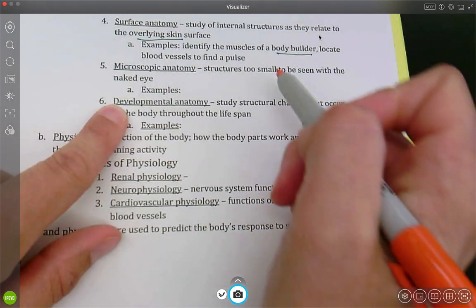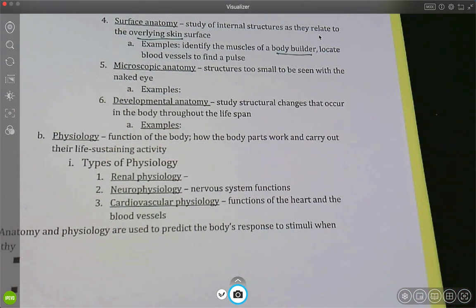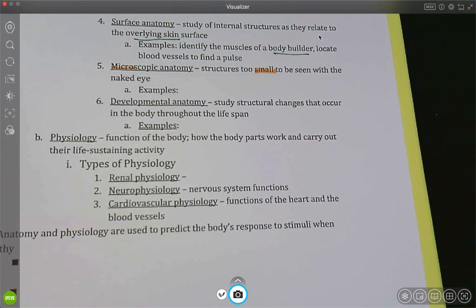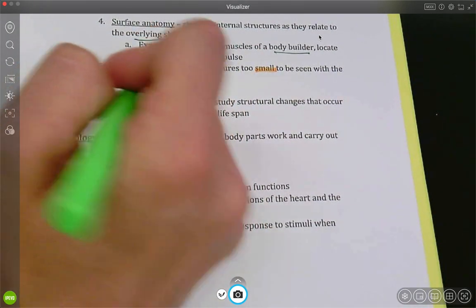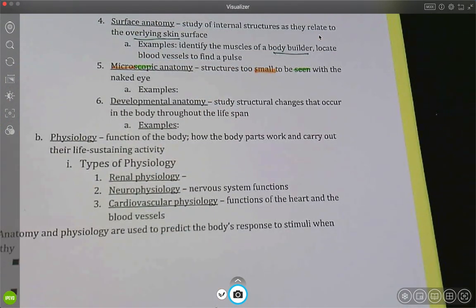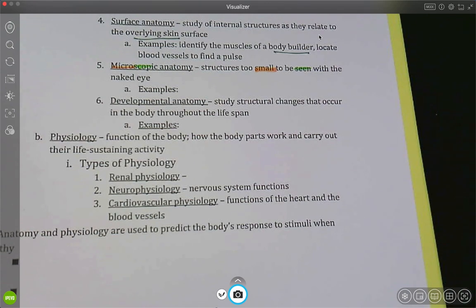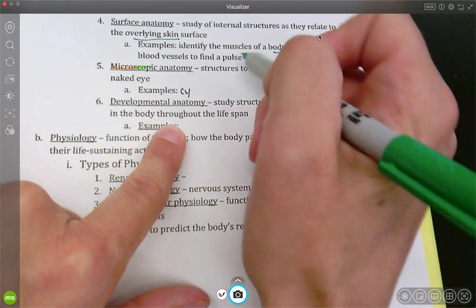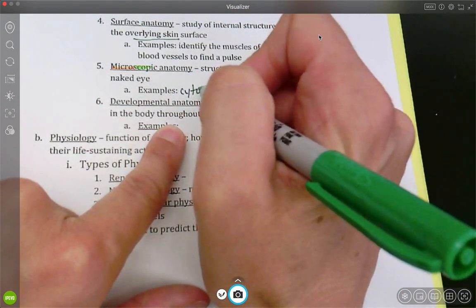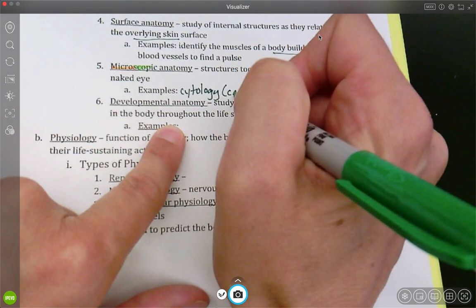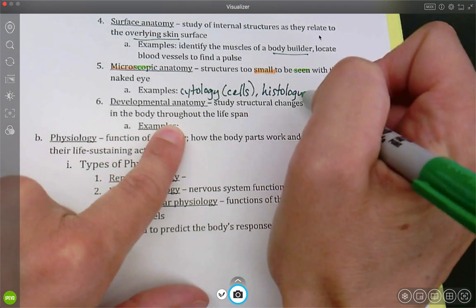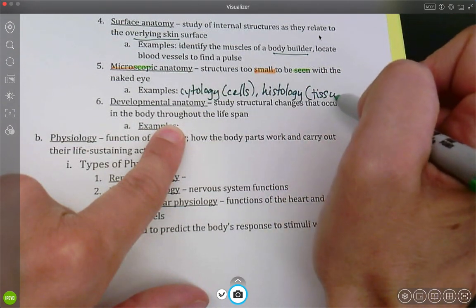Microscopic anatomy. So remember, let's get my highlighter out here. Micro, small. We said scope, observe, or see. So we're looking at small things with the microscope. So what are we looking at in this class? We're going to do cytology, which is cells. We're going to do histology, which is tissues. So we're going to look at those things underneath the microscope.